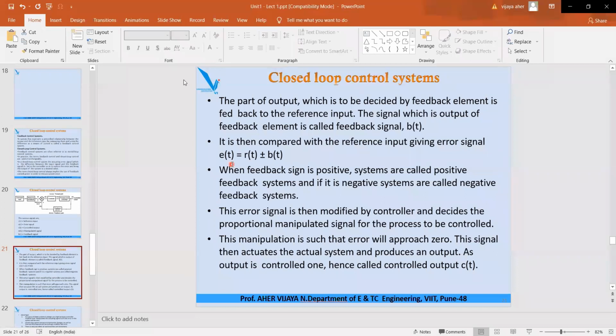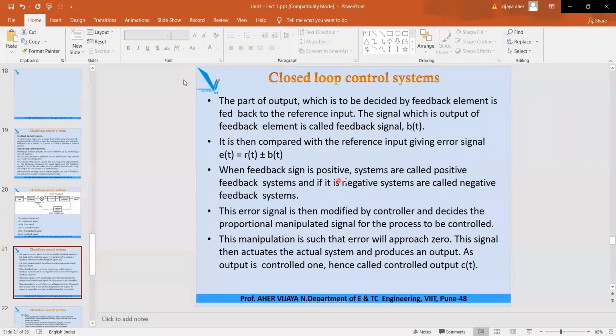So ET equals RT plus or minus BT. You have to remember this equation, and we are going to derive the equation for the gain of the closed loop transfer system. For that, this equation is useful.